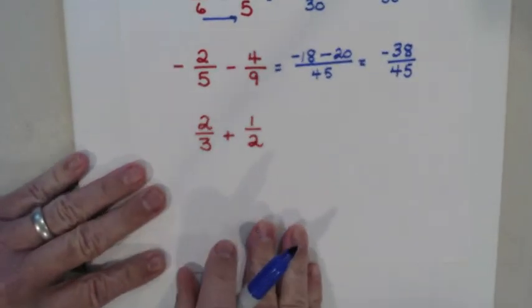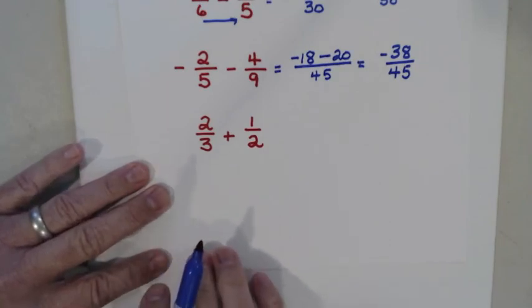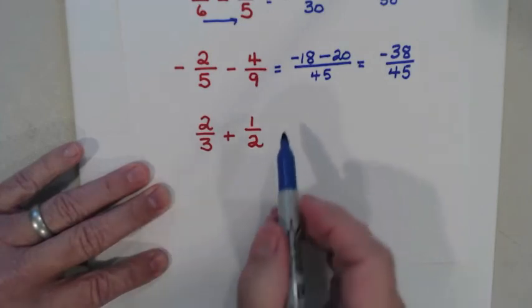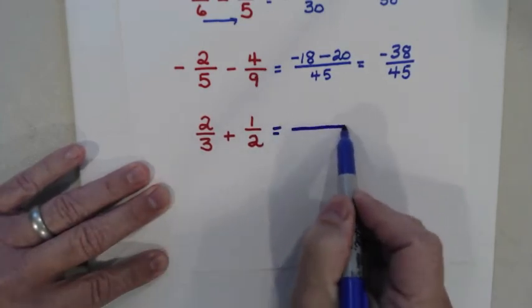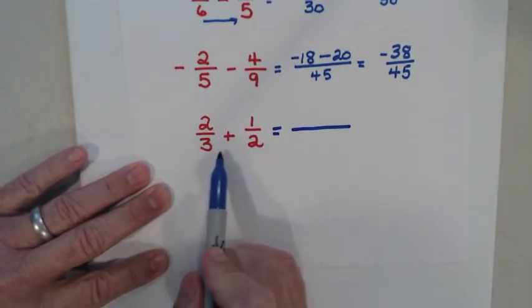One more, because sometimes when you add these together you get an improper fraction. That's fine. In algebra it doesn't matter if it's an improper fraction. It doesn't matter if the top number is bigger than the bottom number. So again, I need a common denominator. Easy way to find that: multiply my denominators together.